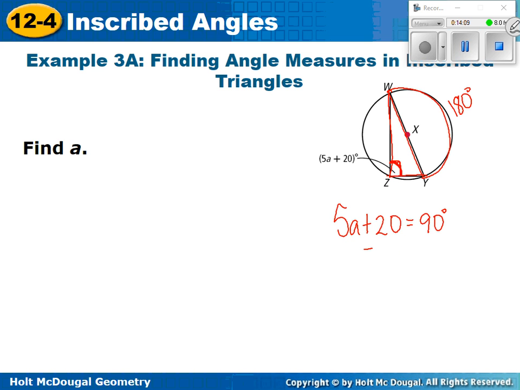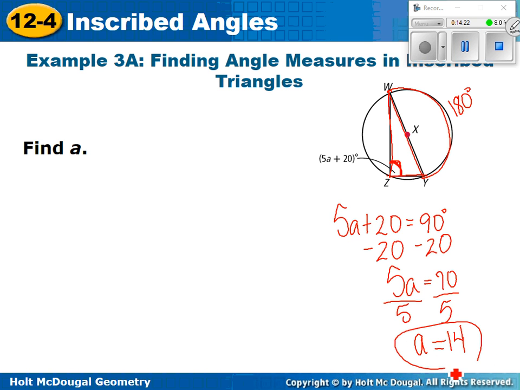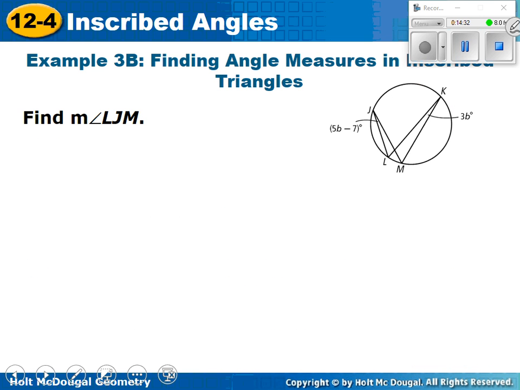Okay, subtract the 20. What does that make 5A equal to? 70, and then divide by 5. What do we get for A? 14. And all it did was say find A, so we're done once we find the value of A. Questions on that one? Look at the next example.